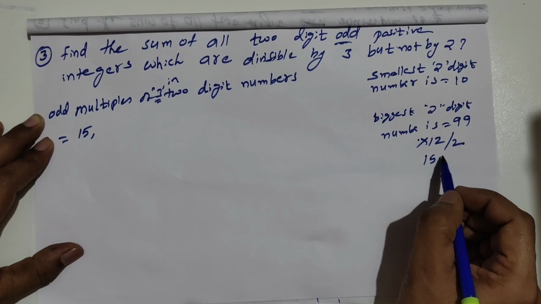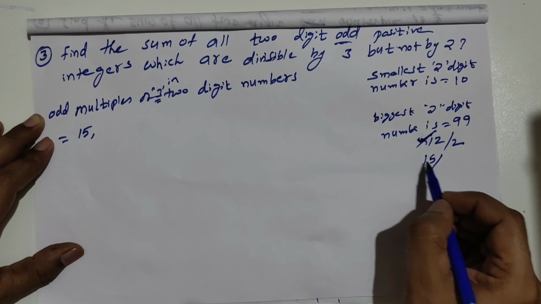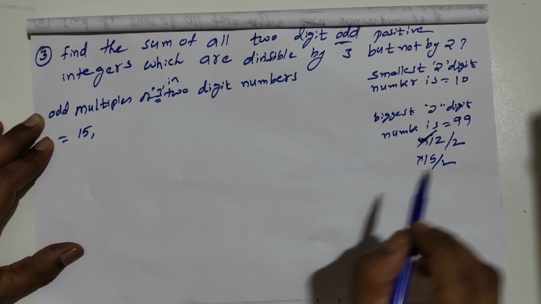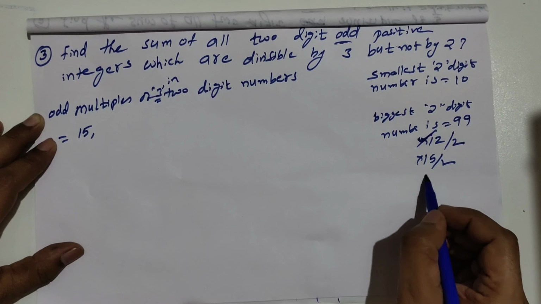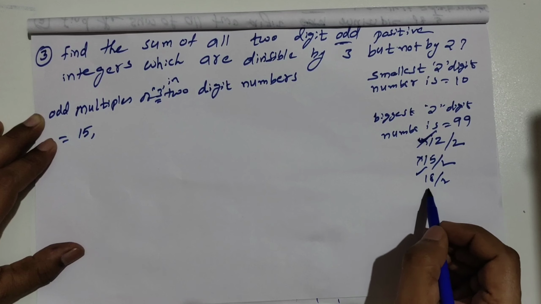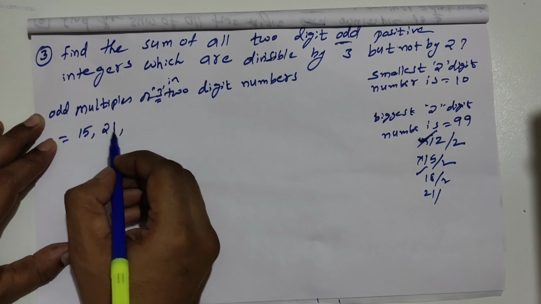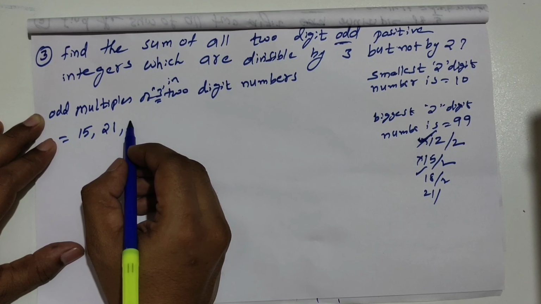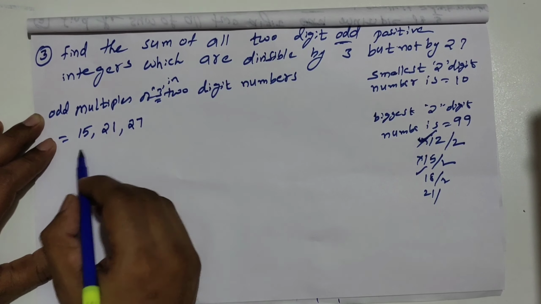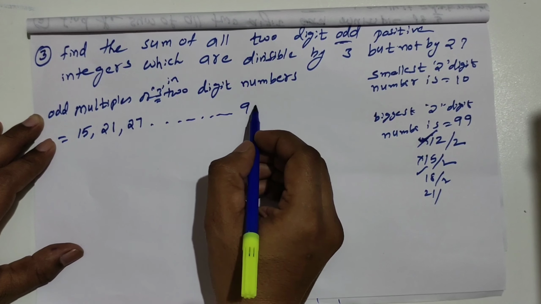Next 15. It is not divisible by 2, so you can select 15. After that 16, 17, 18 don't take, and 19, 20, 21 you can take. So the next one is 21, and the next is 22, 23, 24, you don't take, again you can take 27. So like this you have to take up to 99.